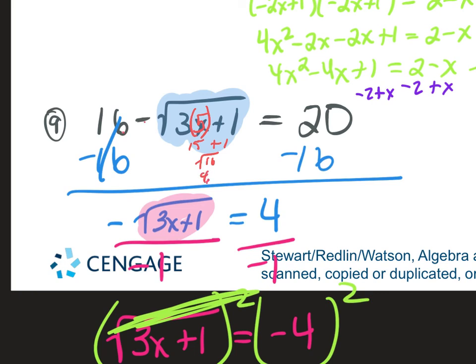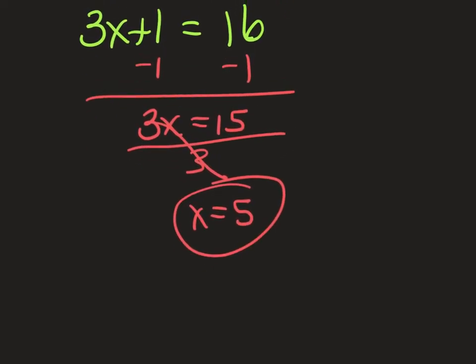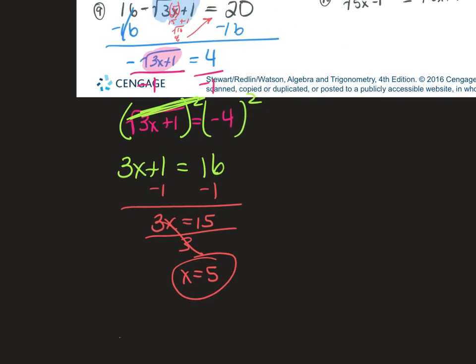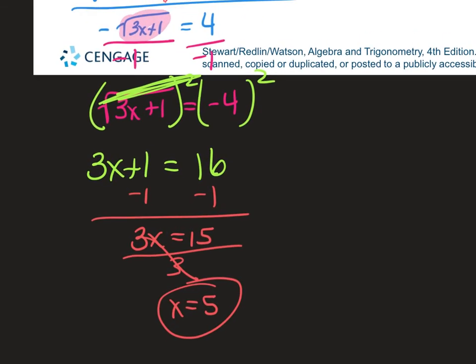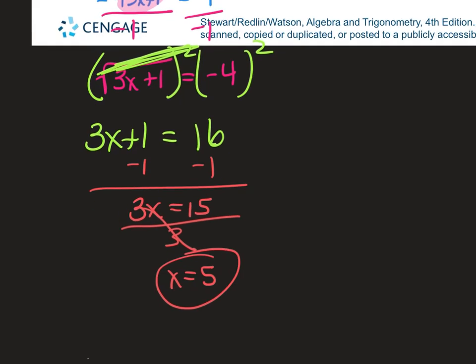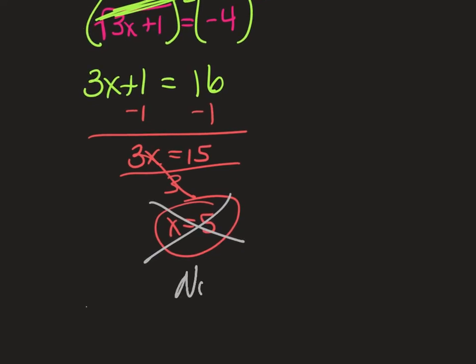16 minus 4, does that give me 20? No. So is x equals 5 a real solution for this problem? Yes or no? When I plug in 5, does it make the equation true? 16 minus 4, is that 20? No, it doesn't make it true. So you would cross this out and say no solution.